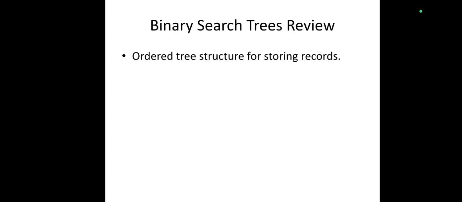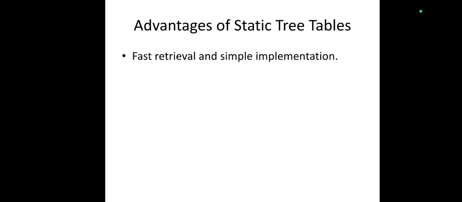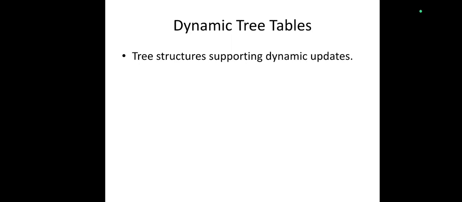Binary search tree review: ordered tree structure for sorting records. Static tree table examples: searching, recording, using tree traversal. Advantages of static tree tables: fast retrieval and simple implementation. Limitations of static tree tables: difficult to handle frequent insertions and deletions.